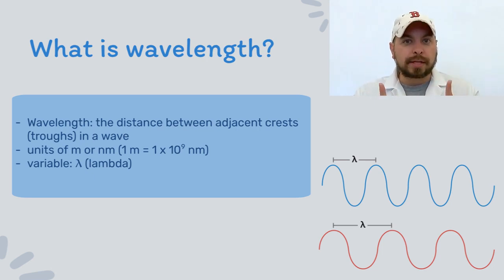So wavelength is measured in a distance. Normally, we're going to see it measured in nanometers. However, sometimes you will see it in other units such as centimeters or meters. Wavelength is represented using the Greek letter lambda, which looks a little bit like an upside down Y. And so whenever you see that variable, that is wavelength.